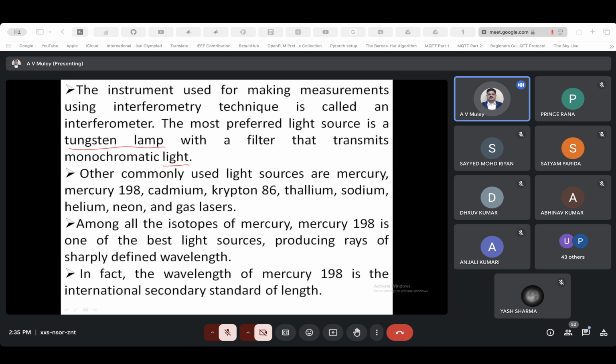Other commonly used light sources are mercury 198, cadmium, krypton 86, thallium, sodium, helium, neon, and the gas laser. So यहाँ we are using lasers also in this particular case to create a monochromatic light source for the purpose of interferometry. Among all these isotopes of mercury, mercury 198 is one of the best light sources, producing rays of a sharply defined wavelength. In fact, the wavelength of mercury 198 is the international secondary standard of length. ये secondary standard, primary तो हमारा हमने देखा था पहले. Wavelength of krypton 86 होता है basically.